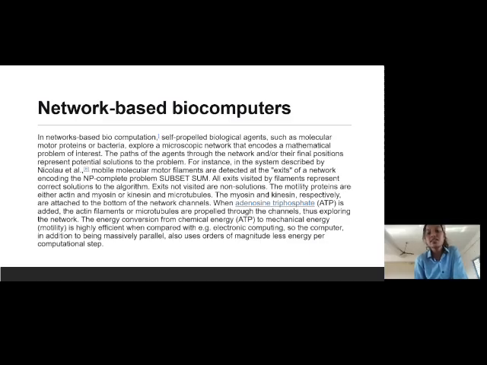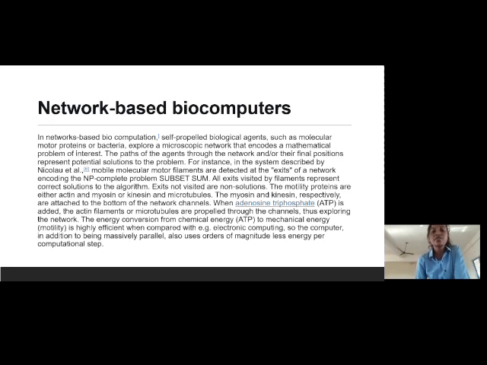Next, exits not visited are non-solutions. The motility proteins are either actin and myosin or kinesin and microtubules. And then the ATP is added to activate filaments or microtubules, which are propelled through the channels, thus exploring the network.